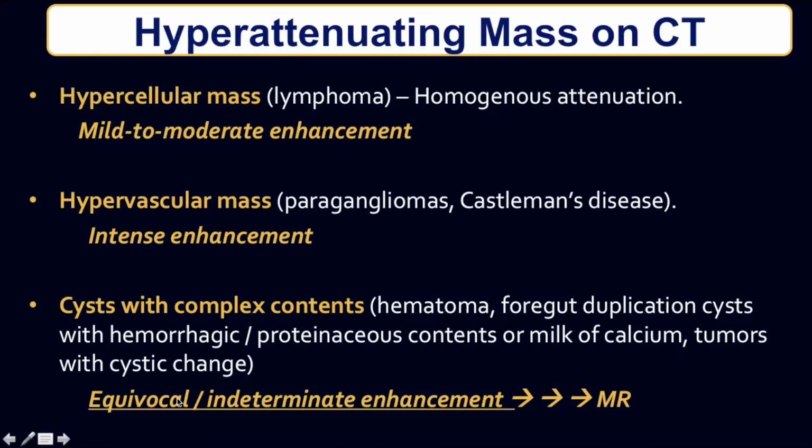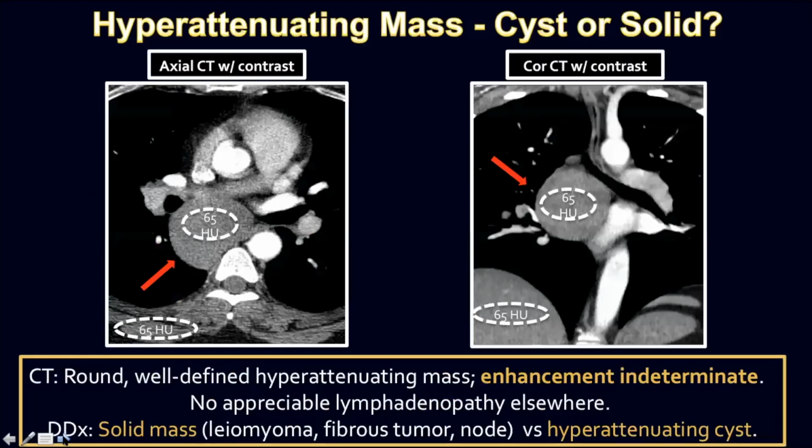And this is where you can really benefit from addition of MR and specifically subtraction sequences, which allow you to see if there is any true enhancing soft tissue component. So let's look at an example. This was a patient with a very well circumscribed hyperdense mass in the subcarinal region. This is isodense to the muscle and the liver. The attenuation value is close to 65.